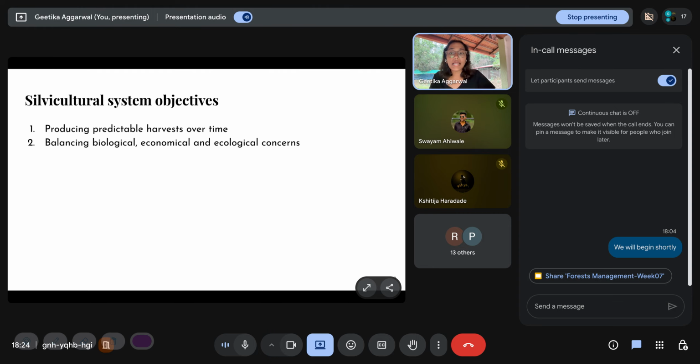You maybe want to balance the biological, economical, and ecological concerns. So you maybe want to plant economical trees as well, which will give you high returns, but you might want to mix it up with other species so that the biodiversity of the area is high and a greater number of birds and animals can be sustained or accommodated in that area. So all of these things can be in mind. You might want to balance your biological and economical concerns.